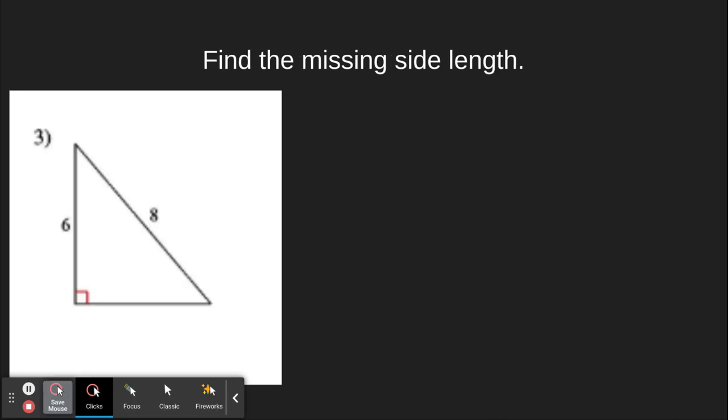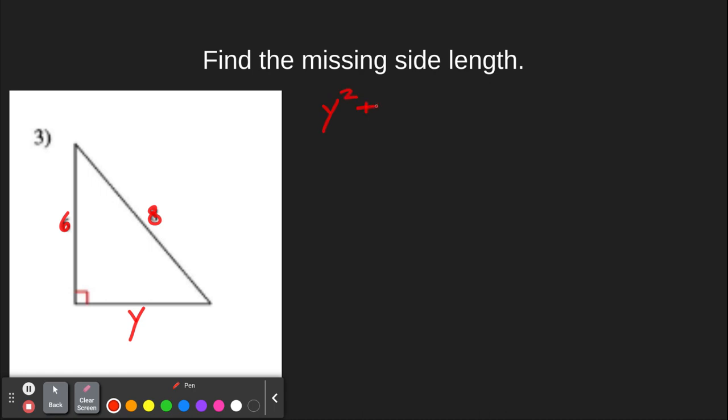Okay, so now we've got a little blurry one, but it's going to work just fine. And this is a 6, and this is an 8. And they want to find the missing side. So here we'll call this y. Notice now we're missing a leg, so our equation will look just a little bit different. Y squared plus 6 squared equals 8 squared. Okay. So y squared plus 36 is 64, excuse me.